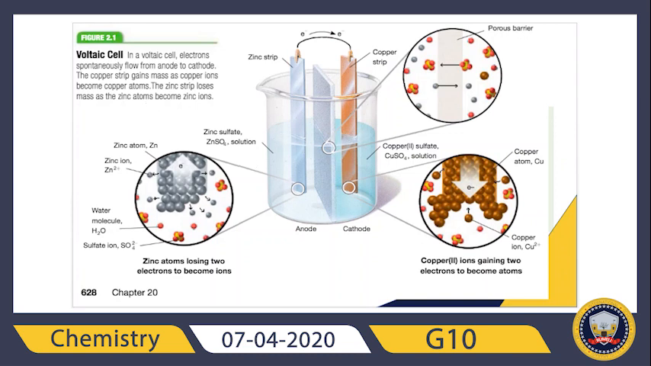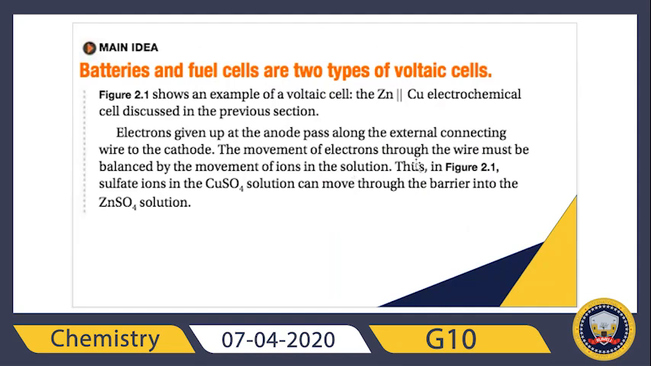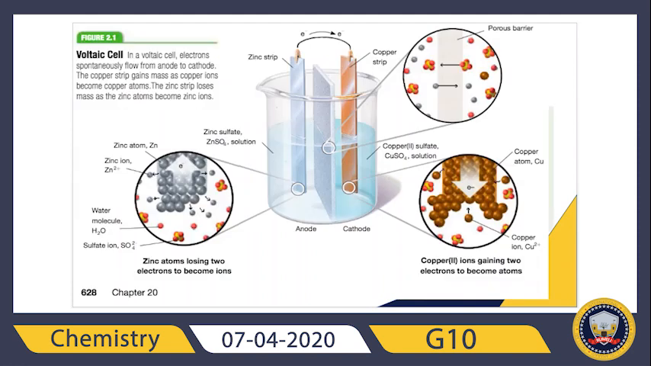So, the movement of electrons through the wire must be balanced by the movement of ions in the solution. Thus, in figure 2.1, sulfate ions in the CuSO4 solution can move through the barrier into the ZnSO4 solution. And this is the figure again. Please read it very well.